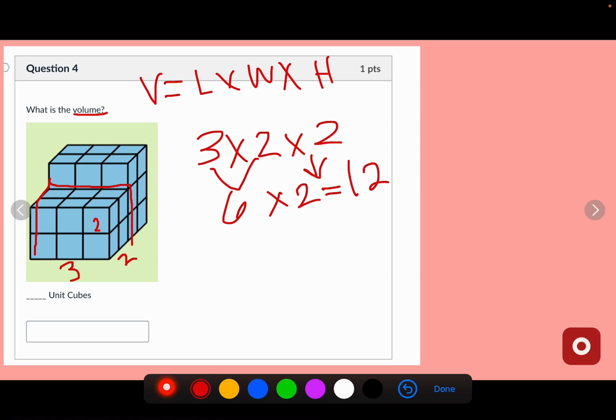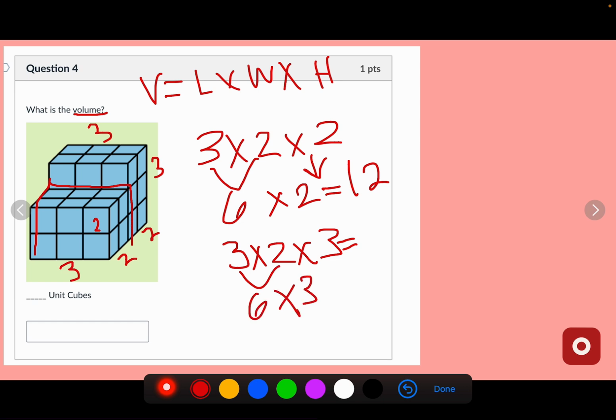So we know, looking over here, we're going 2 back. We're going 1, 2, 3 up. And we're going 1, 2, 3 across. So now, if we do this part, length times width times height, 3 times 2 times 3 equals 3 times 2 is 6. 6 times 3 equals 18. Are we done? No, because we split them apart. Now it's time to put them back together.